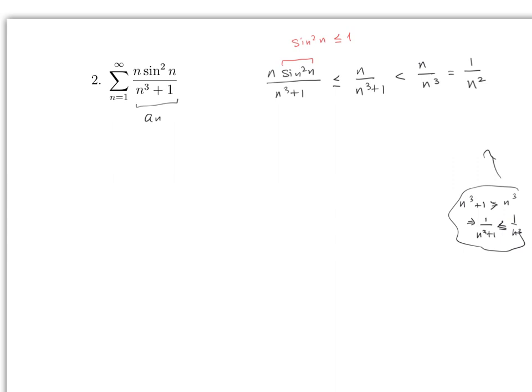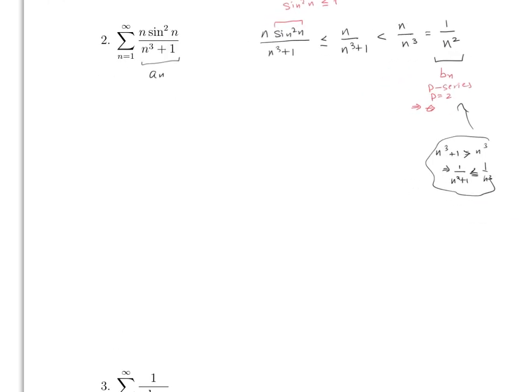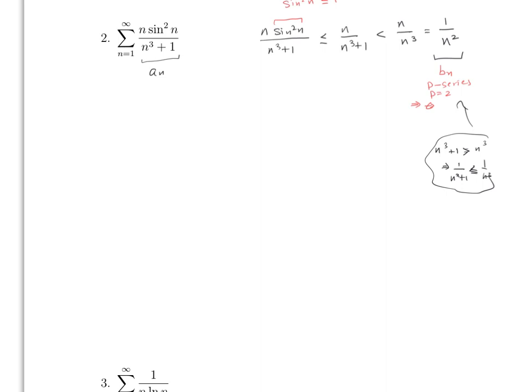We're going to call this bn. And this is a p-series where p is equal to 2. So that implies that this is convergent. I'll probably show you that again in a little bit, but for now this is convergent. Therefore, this implies that an is less than or equal to bn for all n.